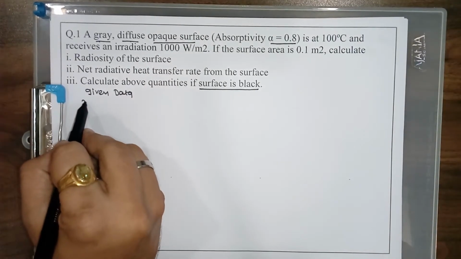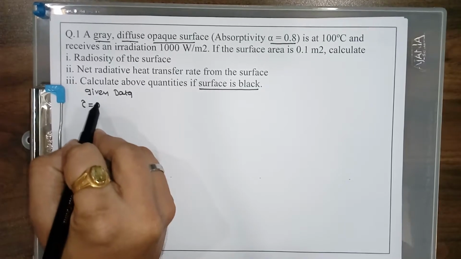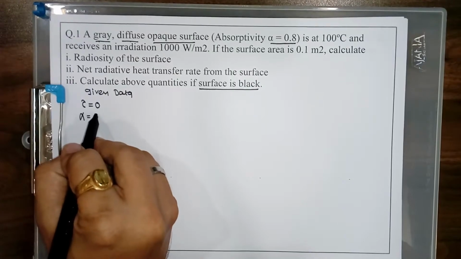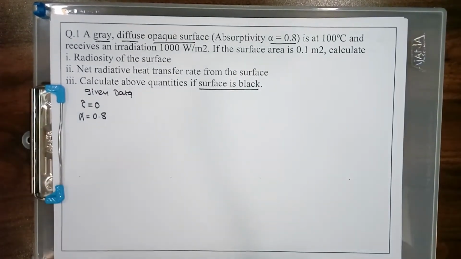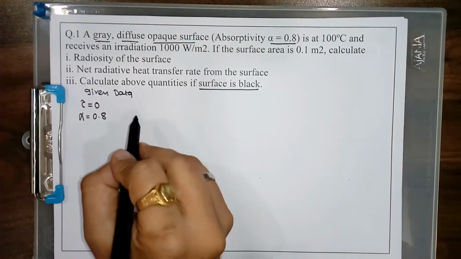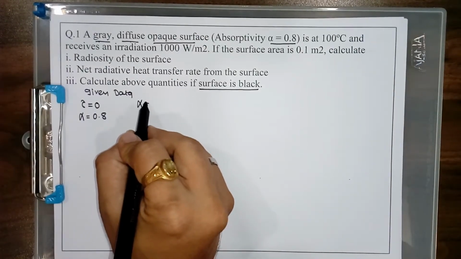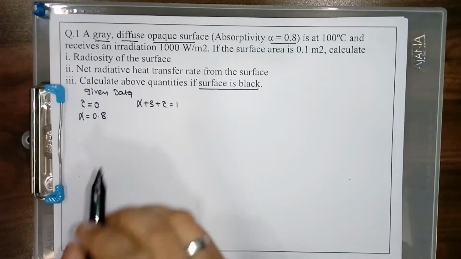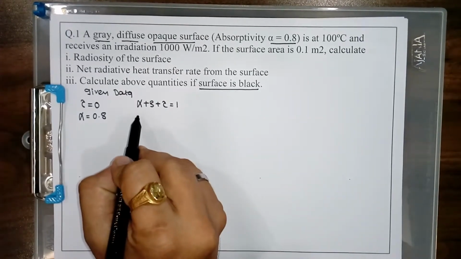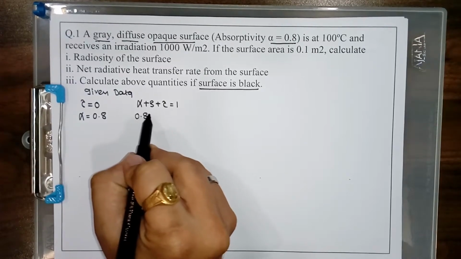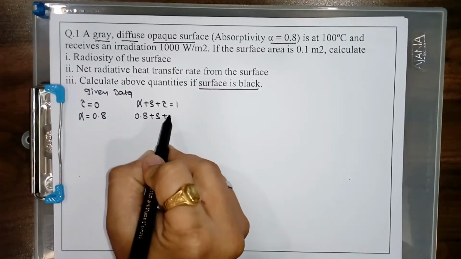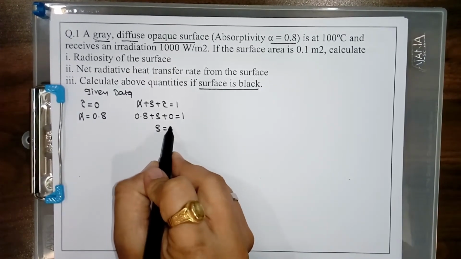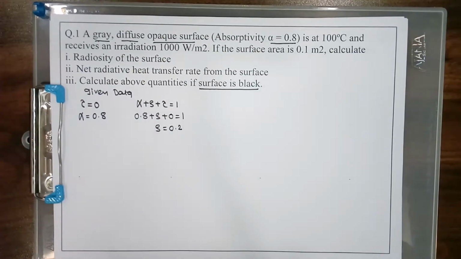Here an opaque surface is given, means the transmittivity is 0, as well as the absorbivity is given, that is 0.8. Now we know the equation alpha plus rho plus tau equals 1. So tau equals 0, alpha equals 0.8, so 0.8 plus rho plus 0 equals 1. So we get the reflectivity 0.2.